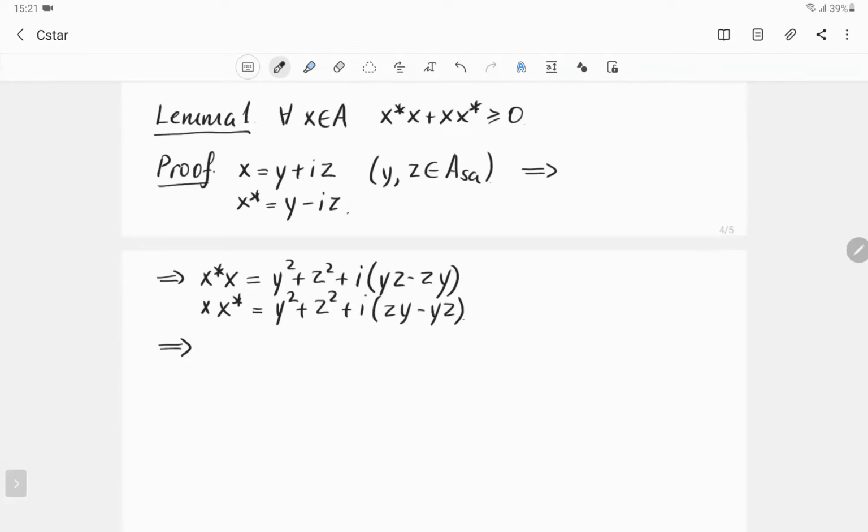So the sum of these two elements, x star x plus x x star, is 2 times (y squared plus z squared), and the remaining terms cancel. So these two terms cancel. But this element is positive. Well, y squared and z squared are positive because the square function is everywhere positive. So this follows from proposition 1. And the sum of two positive elements is positive, and when we multiply them by 2, the result is still positive. So this follows from propositions 1 and 2.